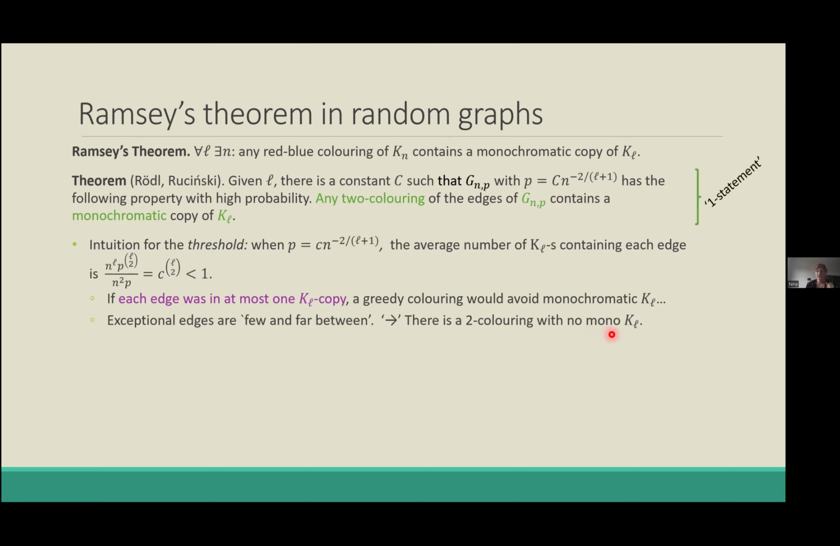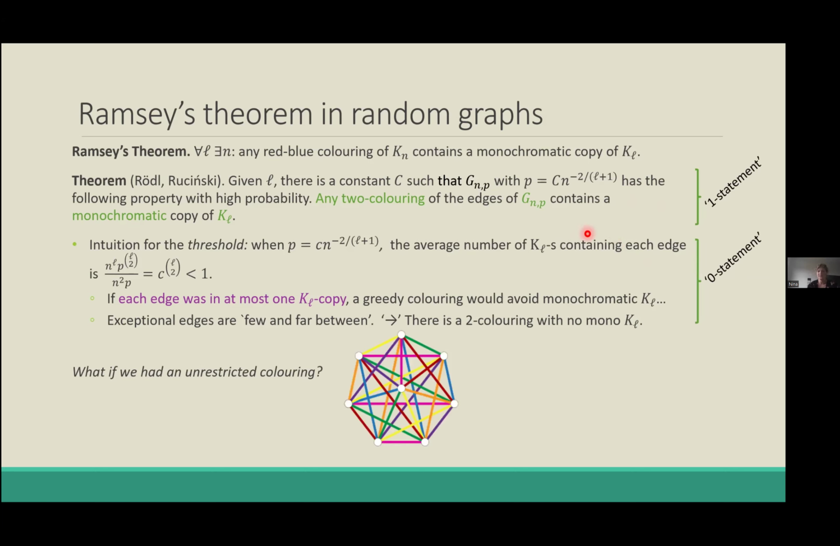Okay, so usually we call this positive statement the 1-statement, and the negative statement the 0-statement. And in this talk, we'll be concentrated on the 1-statement, so the positive direction. But again, an interesting thing about this problem is that neither direction is easy. Okay, so what is our question for today? Well, our question is, what if the adversary has no restrictions on the coloring?